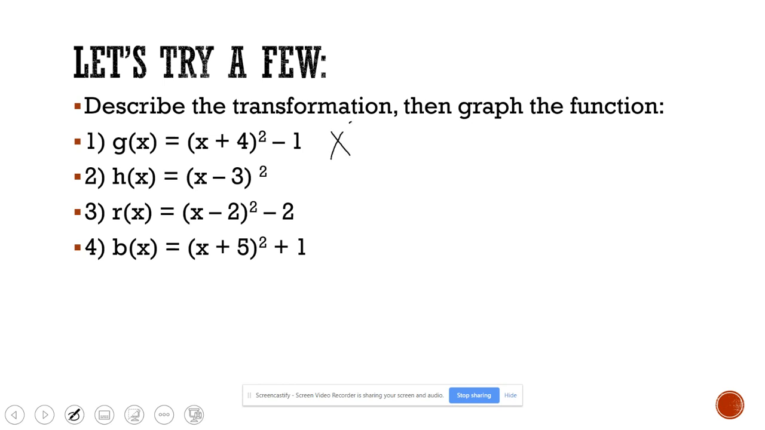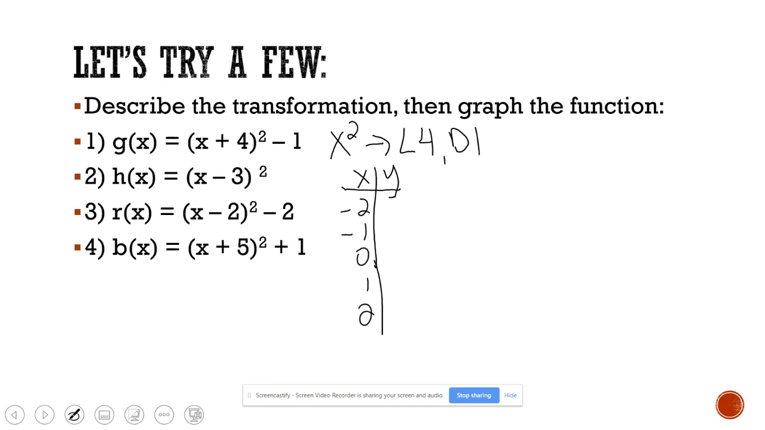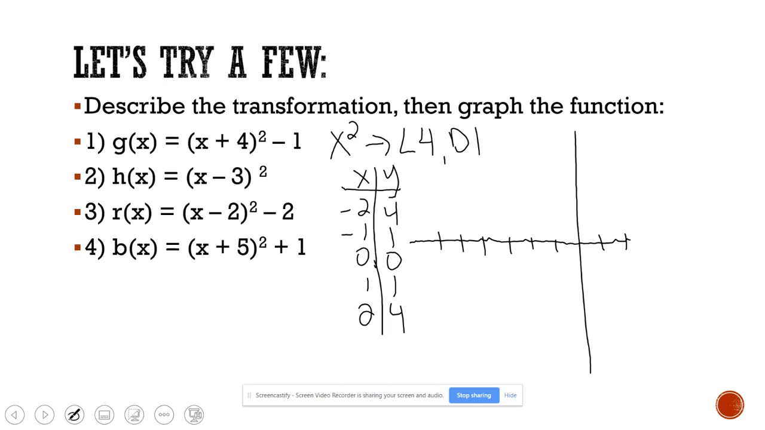Number 1, we said we took our parent function of x squared and we moved it left 4, down 1. We have our basic graph. We're keeping with that parent function graph, which is this set of xy ordered pairs. All right, I'm going to put my parent function in green. So that's here. We have -2, 4, -1, 1, 0, 0, 1, 1, 2, 4. This is our parent function. And I'm just going to lightly sketch this graph.